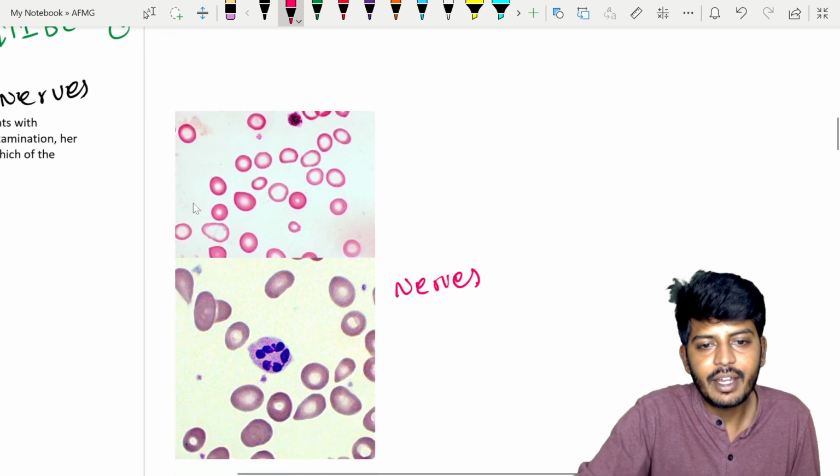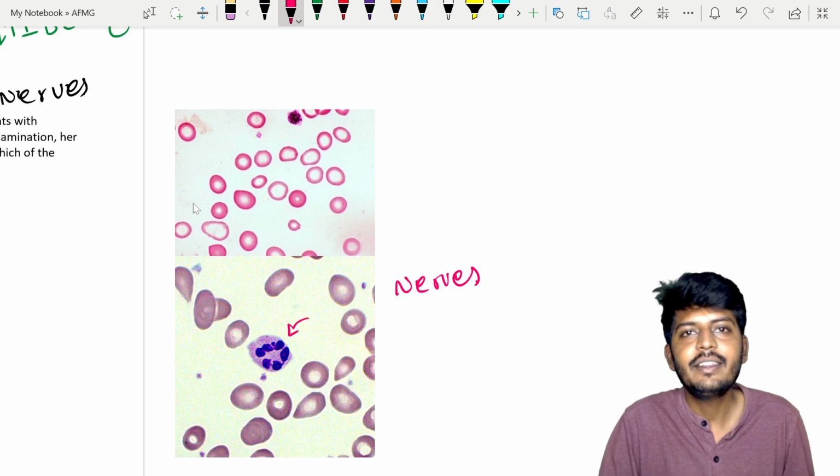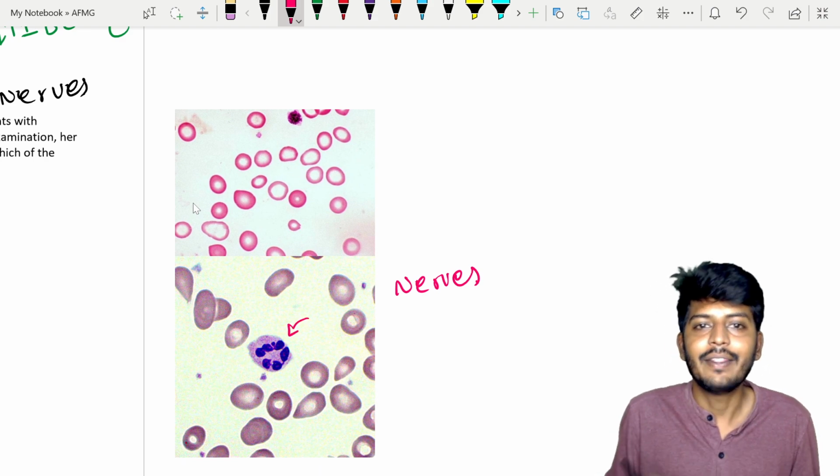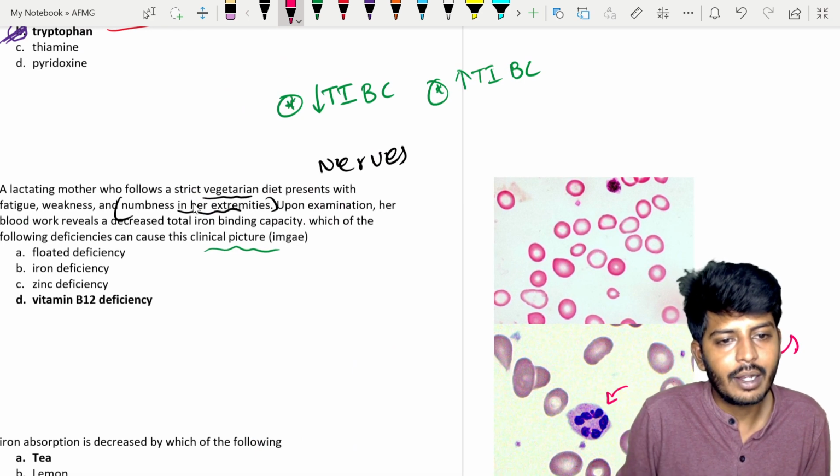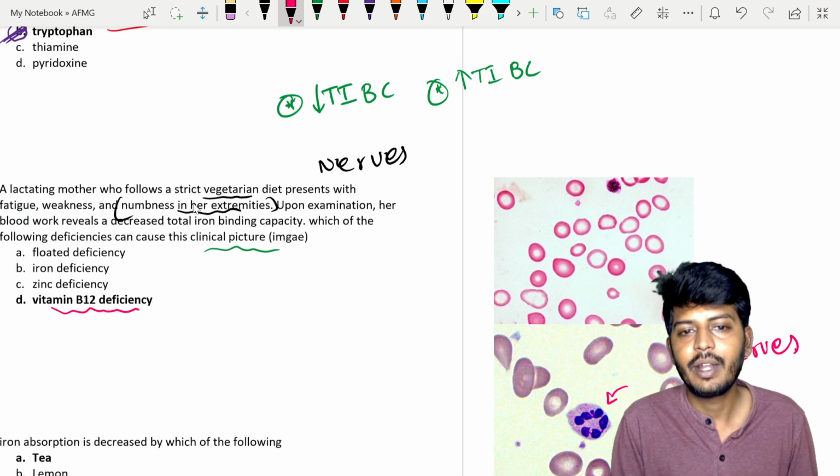And if the image given is like this, that is a hypersegmented neutrophil, then your answer will be B12 deficiency. That will be B12 deficiency.